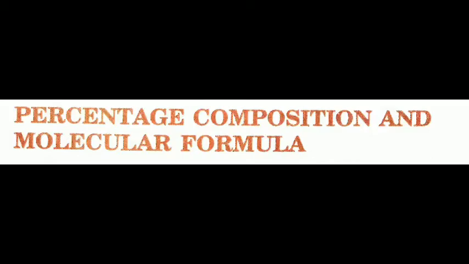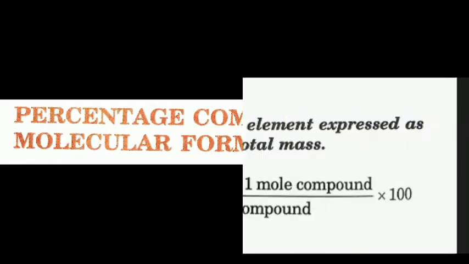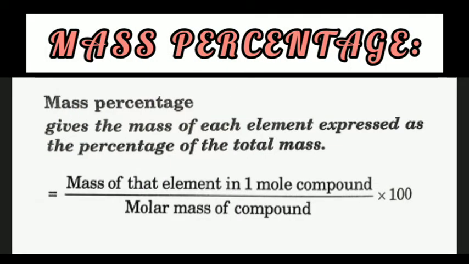Hello dear students, now we will do the percentage composition and molecular formula. To determine the molecular formula of a compound, we have to measure the mass percentage of each element present in the compound. So what is this mass percentage? Mass percentage gives the mass of each element expressed as the percentage of the total mass. That is, it gives the number of grams of the element present in 100 gram of the compound.